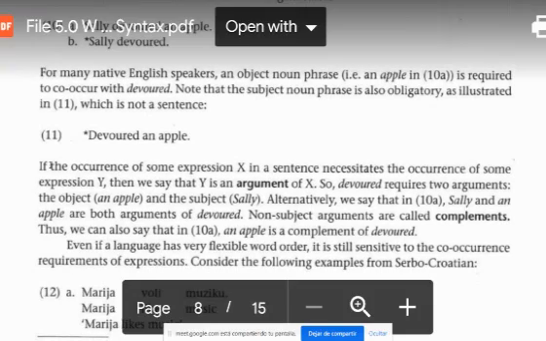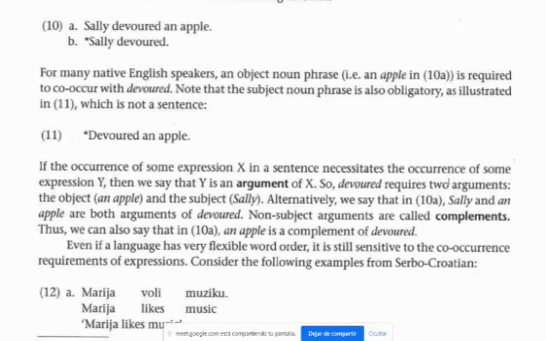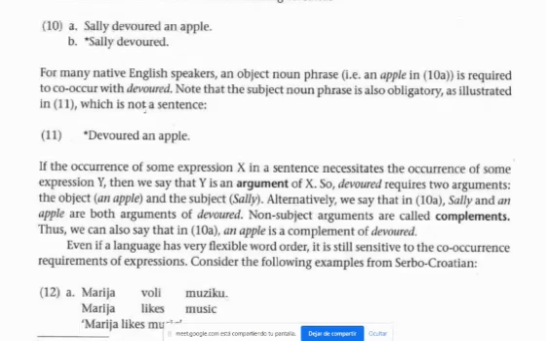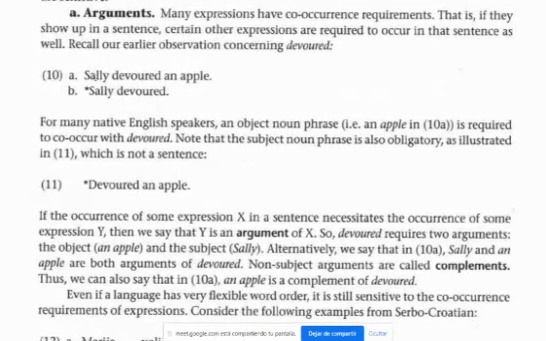This is a generalization. So the word devoured requires how many arguments? 2 arguments. The object, apple, and the subject, Sally. So it means that Sally, which is the subject, is an argument. In English grammar, we say subject. In syntax, instead of saying subject, we say argument. And the other, an apple, is an object. But apple is another argument.